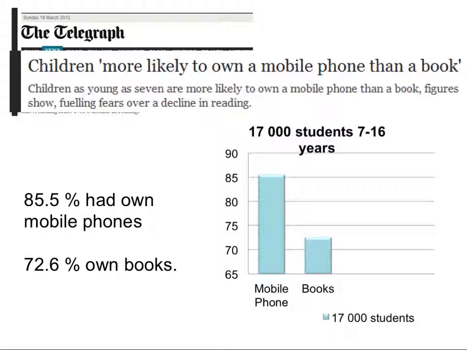And you can use newspapers. Like, for example, did you know that in England, they did a survey, 85.5% had their own mobile phones, because I didn't know that, and that 72% of those students also owned books. In other words, out of 17,000 students from the ages of 7 to 16, they've got a lot of mobile phones on them, so maybe it's time to use them.